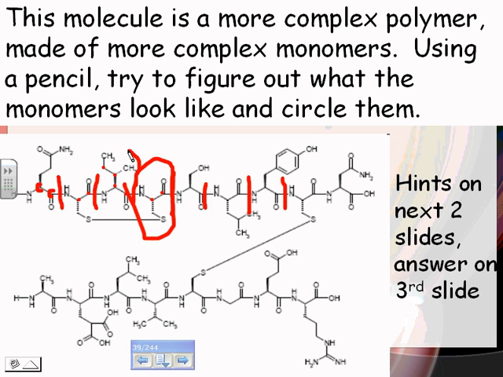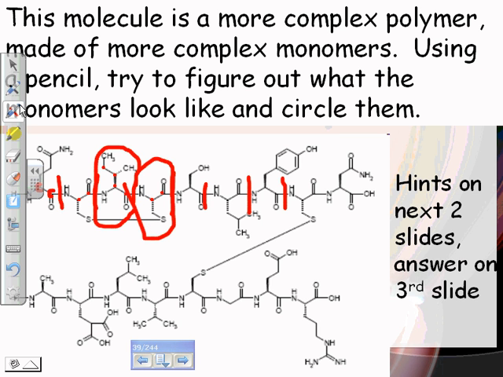And here's another monomer. Now here's the confusing part. This is what students have a hard time seeing. Let's switch colors here. This thing doesn't look the same as this thing, but the other stuff is the same.